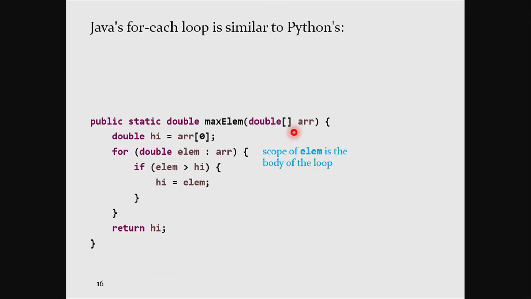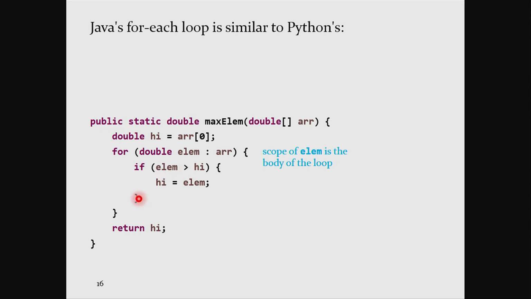Oh, wait, back here. Remember, in the last class, I talked about the scope of a variable. So when you use a for each loop like this in Java, the scope of the variable elem is the body of the for loop. I can't use it after the for loop, because I declared the variable as being part of the for loop.